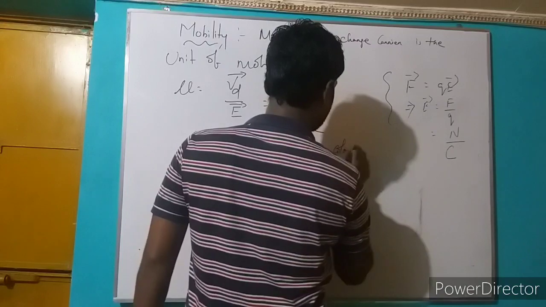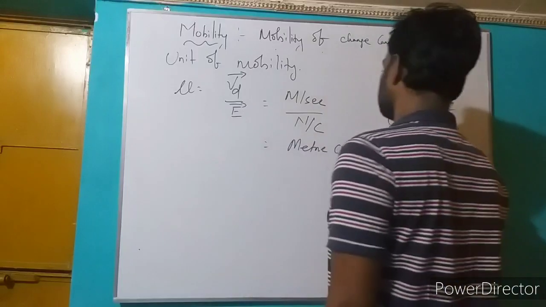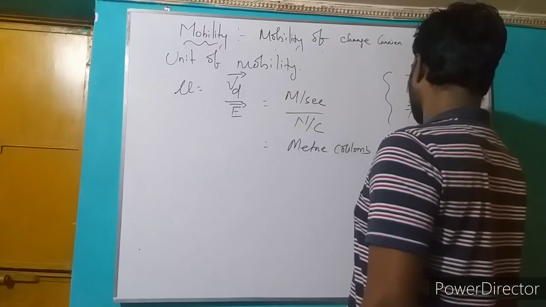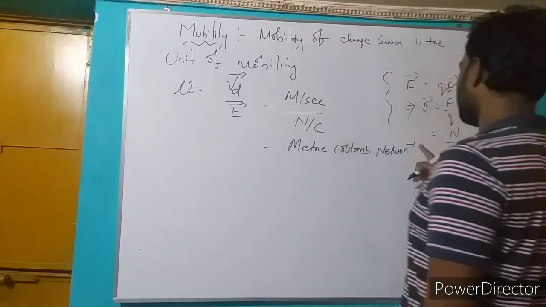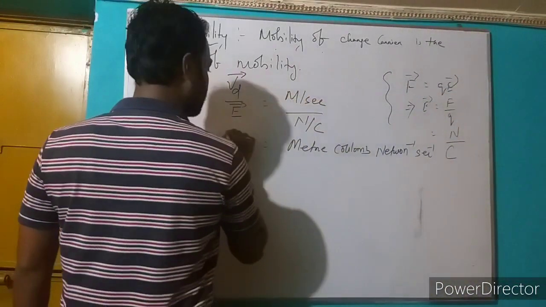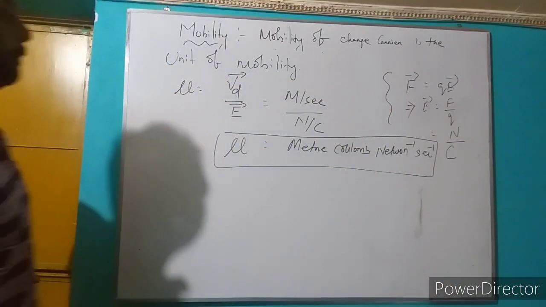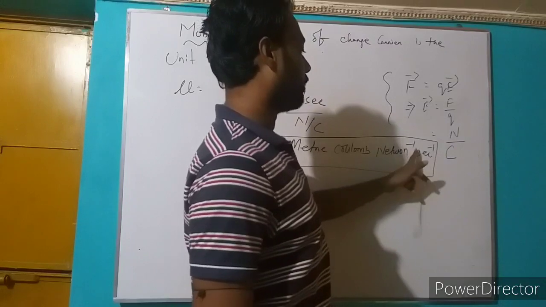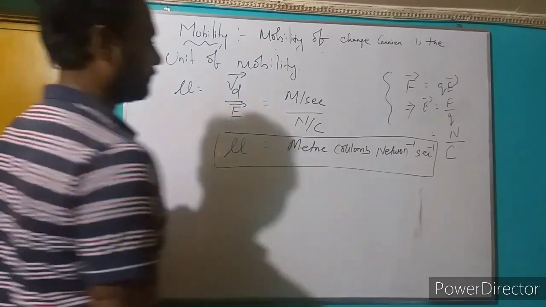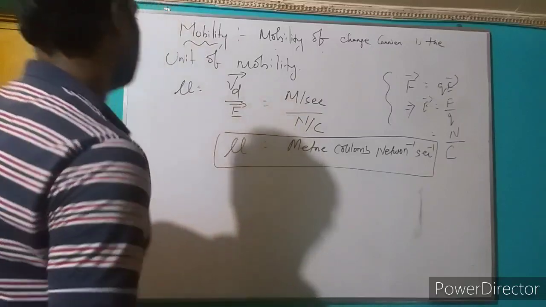Coulomb, Newton to the power -1, second to the power -1. So this is the unit of mobility. Okay, meter Coulomb Newton to the power -1 second to the power -1.